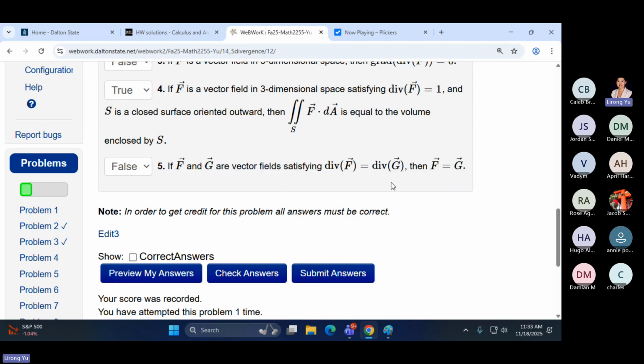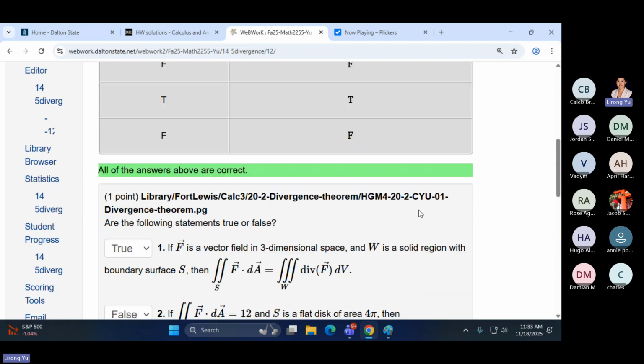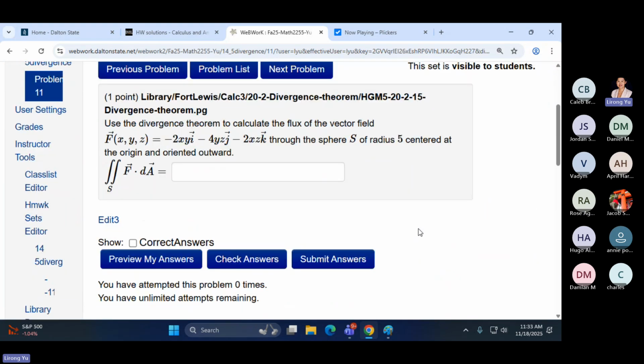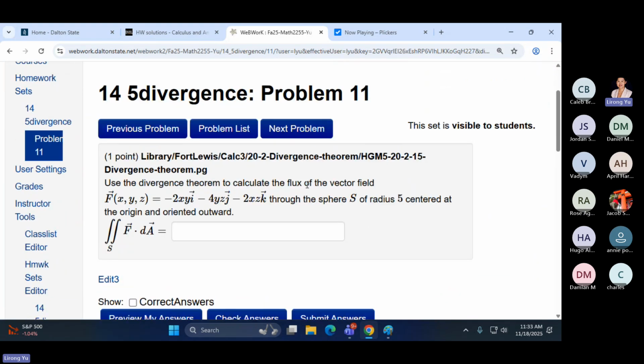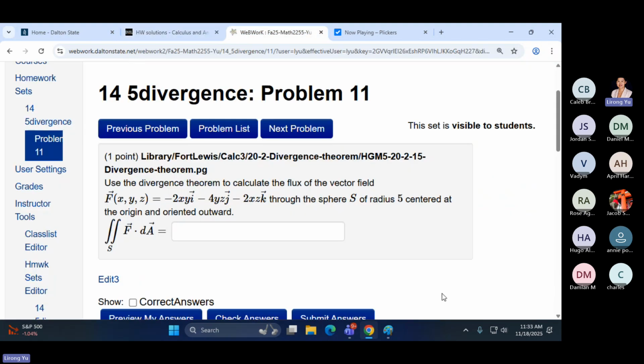The last one is comparing two vector fields. If their divergences equal each other, that doesn't guarantee the vector fields equal each other. That was question number 12 on 14.5. If you're working on your version of it, there's also another version of this solution, the 14.5 solution, on there. So if you got a different version of it, you can try my version and this version to see if it covered all the questions you see on your assignment.